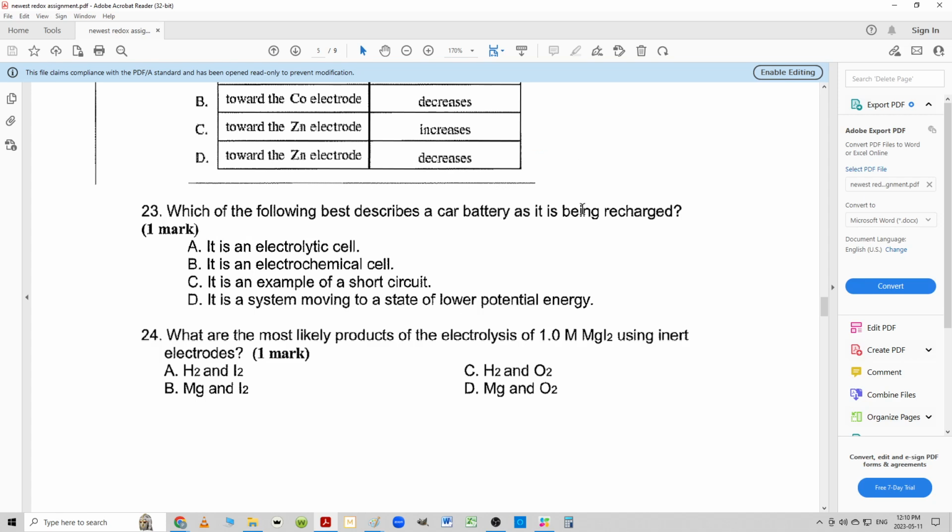Which of the following best describes a car battery? As it's being recharged, so it's getting energy from the motor, the motor can turn kinetic energy into electric energy, and that becomes an electrolytic cell. The battery, without being recharged, is an electrochemical cell.